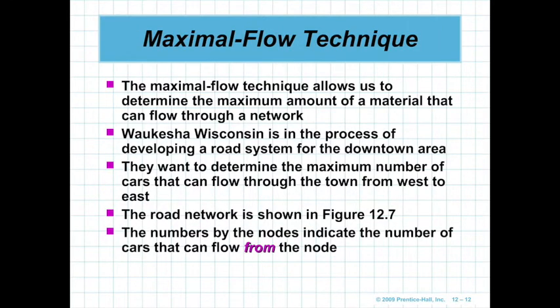Next, the second technique, the maximal flow technique. The maximal flow technique allows us to determine the maximum amount of a material that can flow through a network. For an example, Waukesha, Wisconsin is in the process of developing a road system for the downtown area. They want to determine the maximum number of cars that can flow through the town from the west to east. The road network is later shown in the figure. The numbers by the nodes indicate the number of cars that can flow from the node.